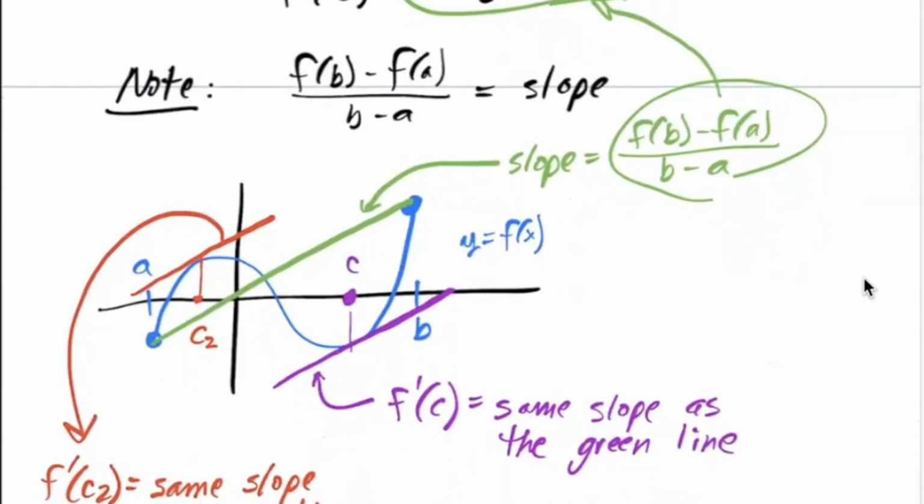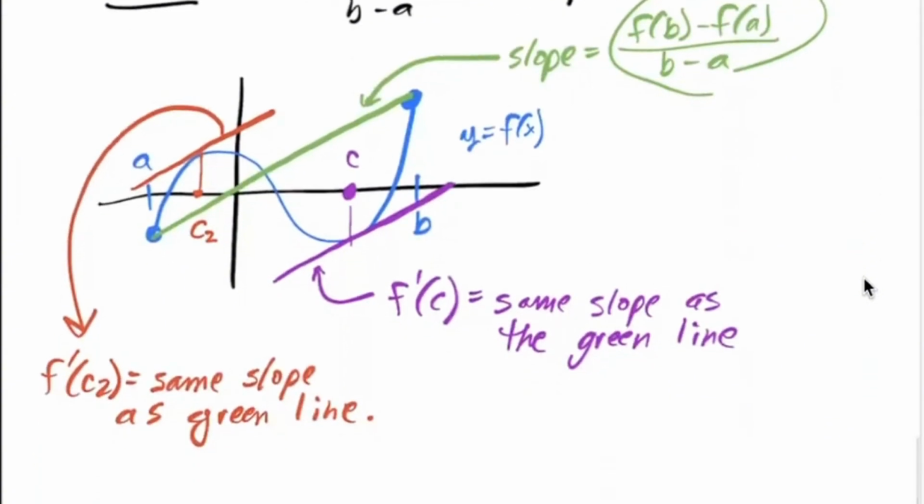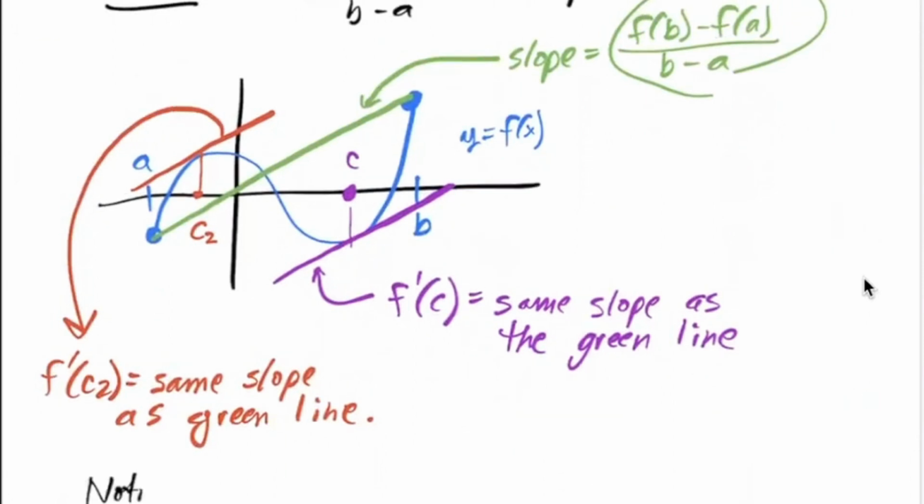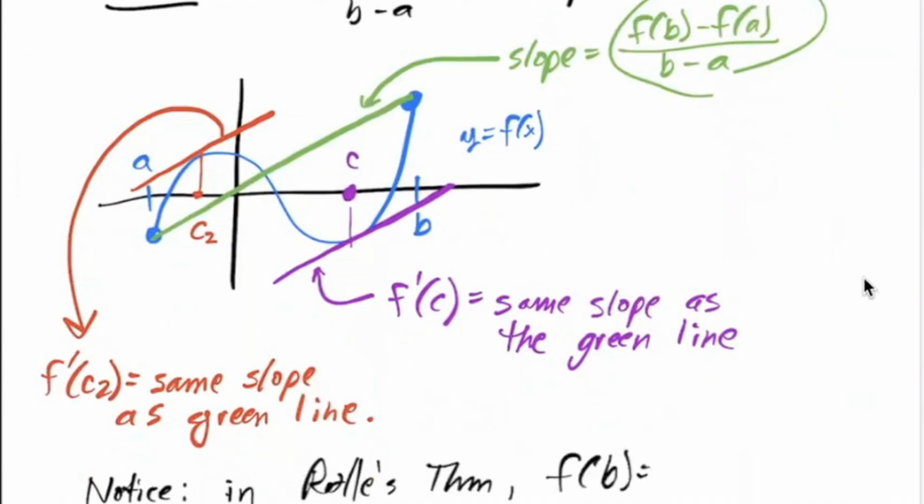And what the mean value theorem says, again in summary, is that some x equals c has the slope of the tangent line to y equals f of x at x equals c equal to the slope of the line that connects the two endpoints. And how does this relate to Rolle's theorem? Well, notice in Rolle's theorem, we have the third condition, f of b equals f of a.